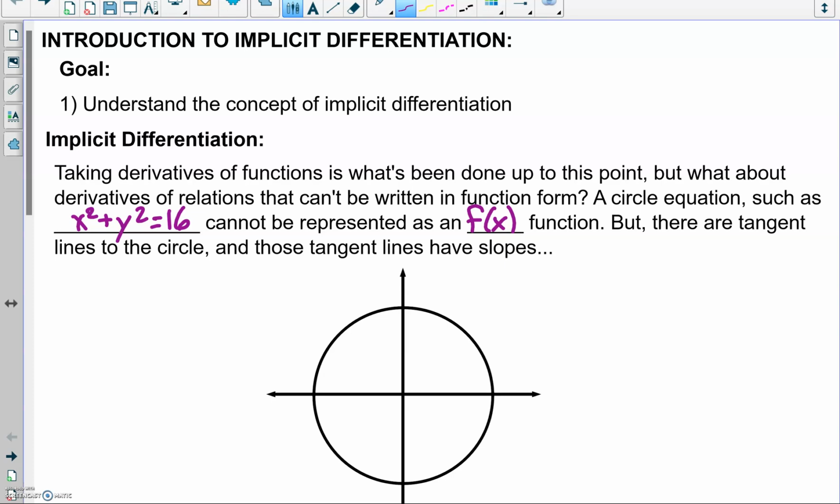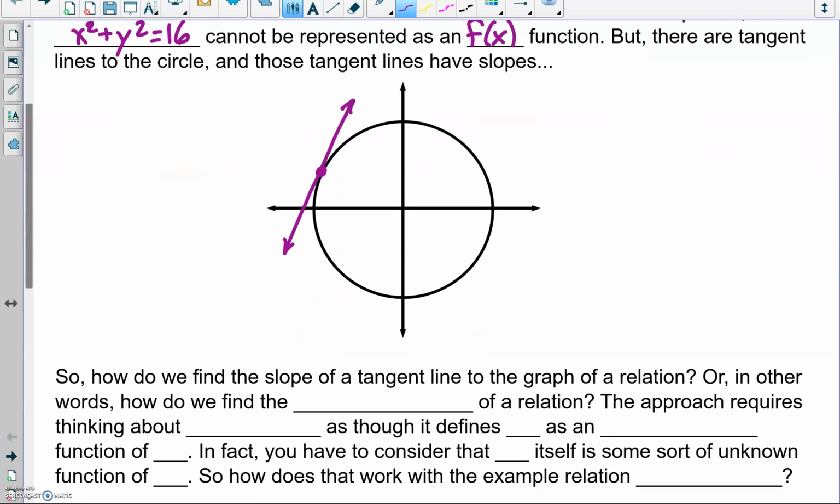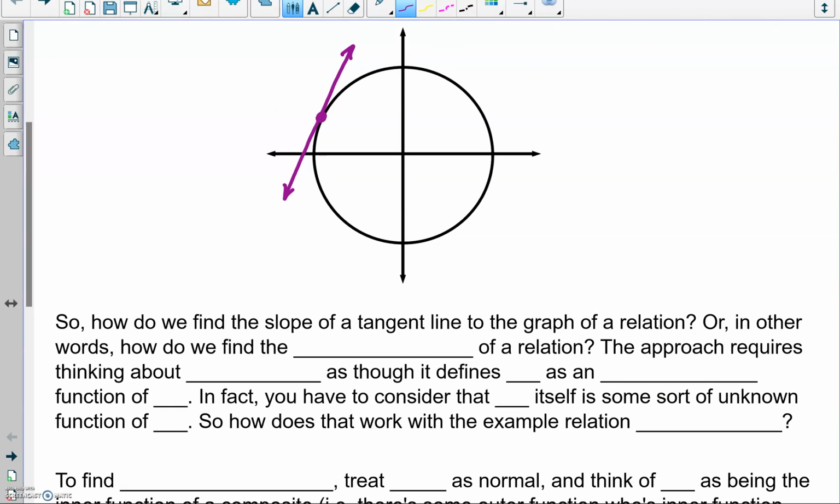But there are tangent lines to the circle, and those tangent lines have slopes. There's a rate of change happening at that particular point, represented by this tangent line, the slope of the tangent line, more importantly. That means there's a derivative. That's the concept. Slope of the tangent line is the derivative value. So how can we get to that in a relation? How do we find the slope of a tangent line to the graph of a relation? Or in other words, how do we find the derivative of a relation?